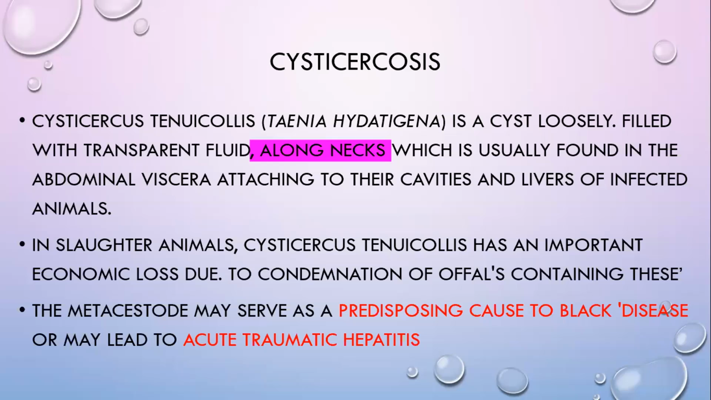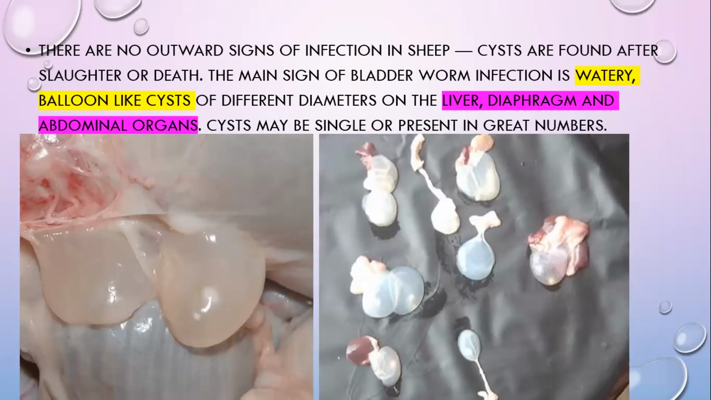attached to the abdominal cavity, and also to the livers of the animals, mostly sheep. So the effect of this Cysticercus tenuicollis is that having these cysts in the liver and other organs, they lead to condemnation of the meat, which impacts the economics and leads to economic loss. The metacestode also serves as a predisposing cause to black disease and may also lead to traumatic hepatitis. Outwardly, the sheep shows no clinical signs. There are no clinical signs as such. Many times, only on slaughter can we find the cysts.